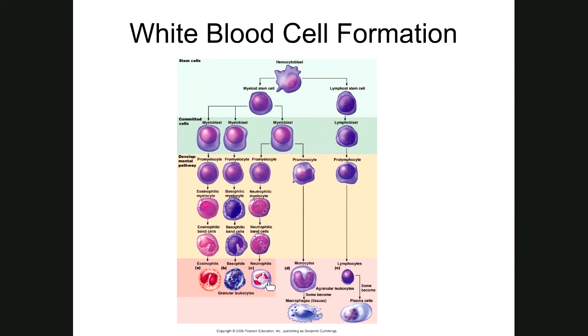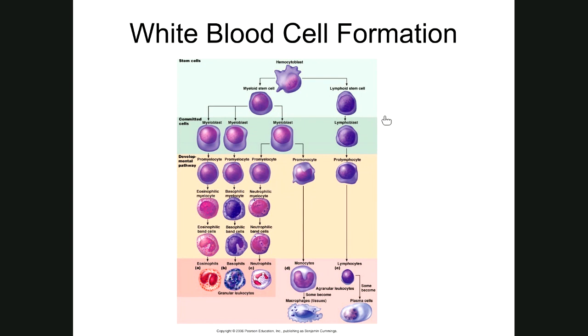They originate, or they're formed, in myeloid tissue, red bone marrow. The hemocytoblast, which you can see there at the top, that was that stem cell. Immature cells formed from undifferentiated mesenchymal cells in red bone marrow. That means stem cells. So let's look at some of our white blood cells.